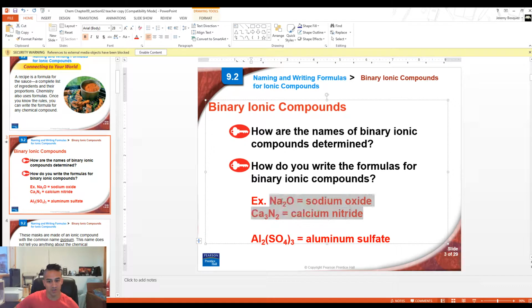Okay, so at first we're just going to be talking about binary compounds. Primarily this means we're dealing with the metals and the nonmetals on the periodic table, right? So this is metal, nonmetal. We're just looking at regular elements on the periodic table. We're not looking at polyatomic ions at all. Okay, that's what this means.